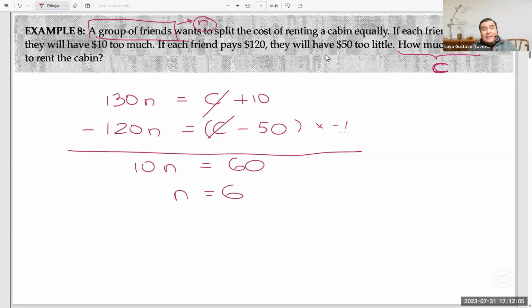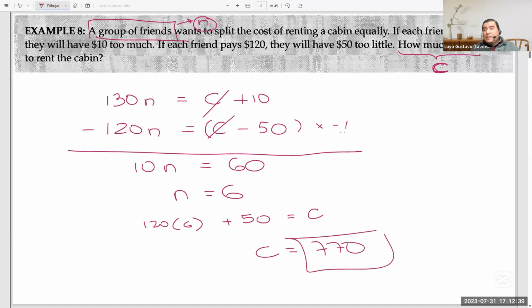Since n equals actually 6 persons, then it's easy to know the cost of renting the cabin, right? You can just replace n in any of the two equations. Say, for example, in the second, you say 120 times 6 plus 50, that equals the value of the rent. So what is this? 720 plus 50, 770 would be the answer.